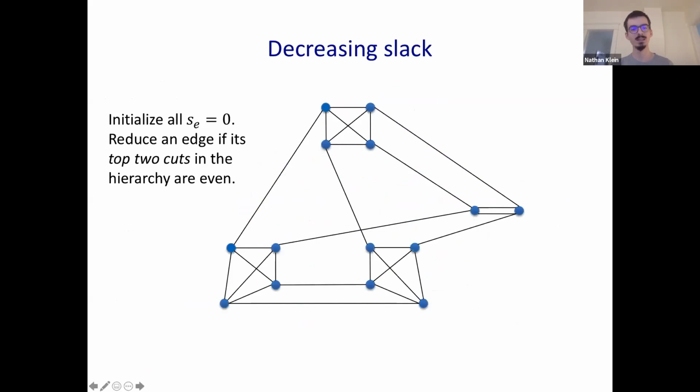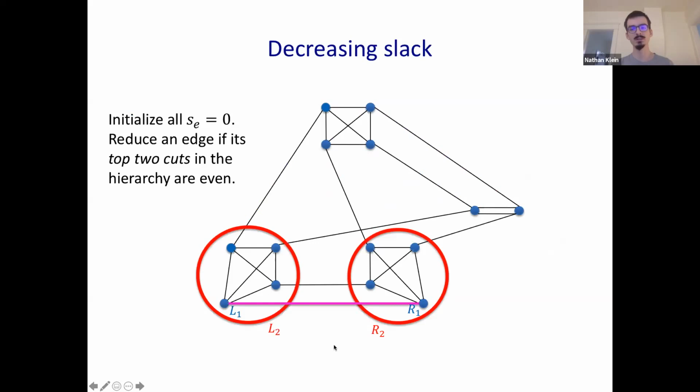So more formally, we decrease slack for this local reason if an edge's top two cuts in the hierarchy are even. So for example, look at our pink edge E. L2 and R2 are its top two cuts in the hierarchy. So if the black edges represent the sampled tree, here we would not reduce the slack of the pink edge, as both L2 and R2 are odd. L2 has 3 edges and R2 has 1 edge. However, if we sampled this tree instead, then both cuts are even. So now we can reduce S_E by its maximum possible reduction. So this is the decrease event.